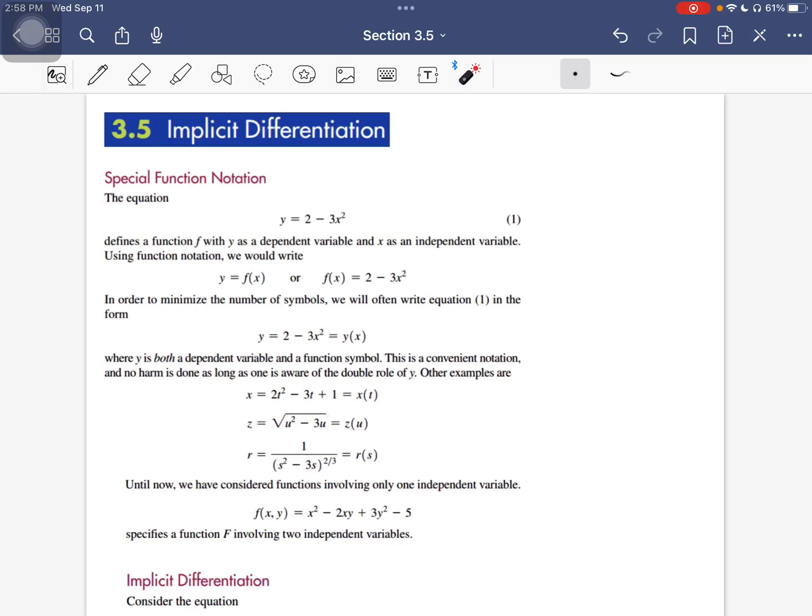In this video, we're going to go over section 3.5 from our textbook, which goes over implicit differentiation. So first, we're going to look at some special function notation.